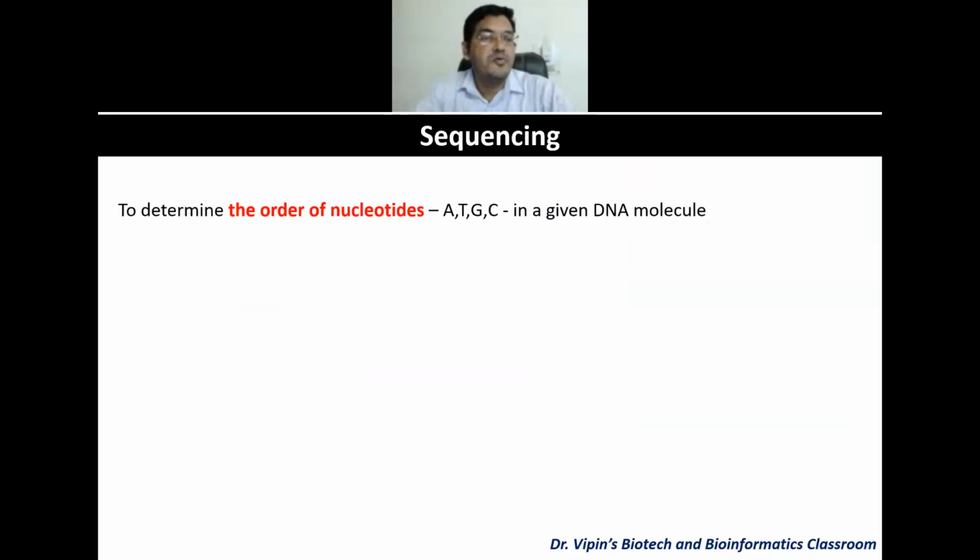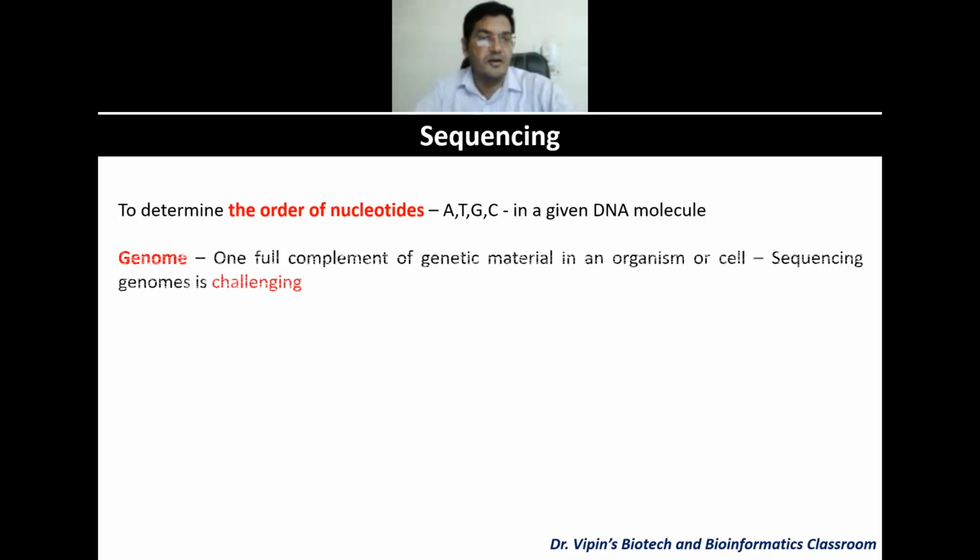So what is sequencing? I'm sure everybody knows what sequencing is. Sequencing essentially means determining the order of nucleotides in a given nucleic acid. It could be RNA, it could be DNA, but generally what we're looking for is the order of nucleotides in a given nucleic acid, and you're looking from 5' to 3' with respect to the orientation, right?